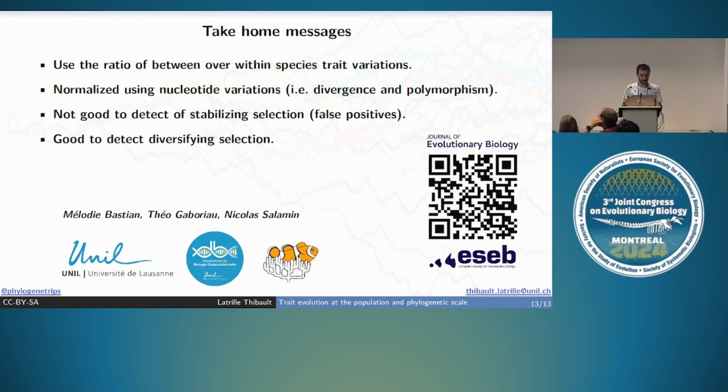So with all of that, we use the ratio of between and within species variation. We normalize with nucleotide variations. And again, this is a good test for diversifying selection and not a good one for stabilizing. And with that, I thank you for your attention, and I'm happy to answer any questions.